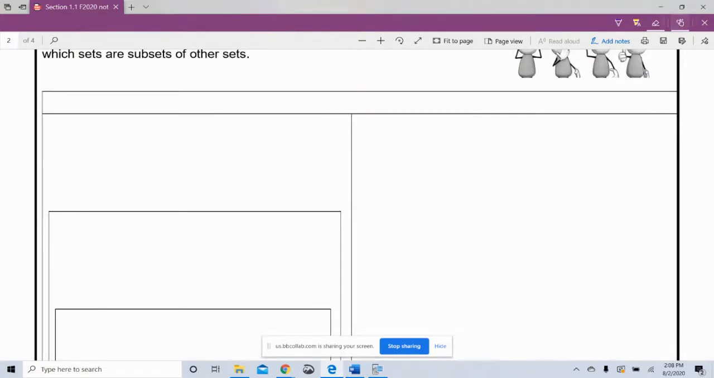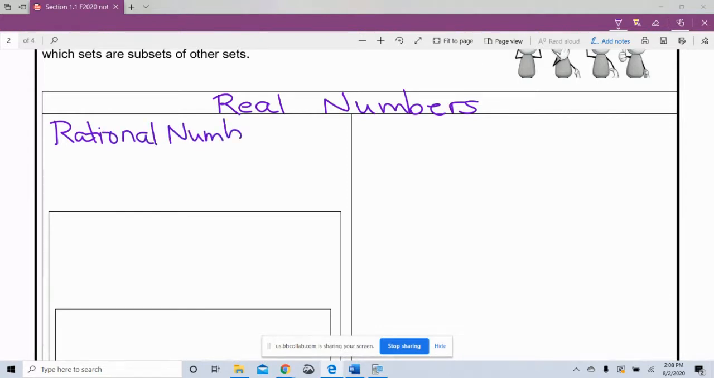So I'm going to label that first. The set of real numbers is the set that joins together these two sets. Now, what are these two sets? Well, they are the sets of rational numbers, and if numbers are not rational, then they are irrational. So irrational numbers have to go over here.